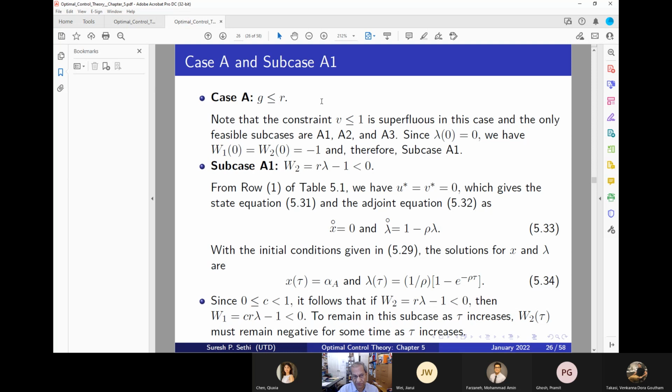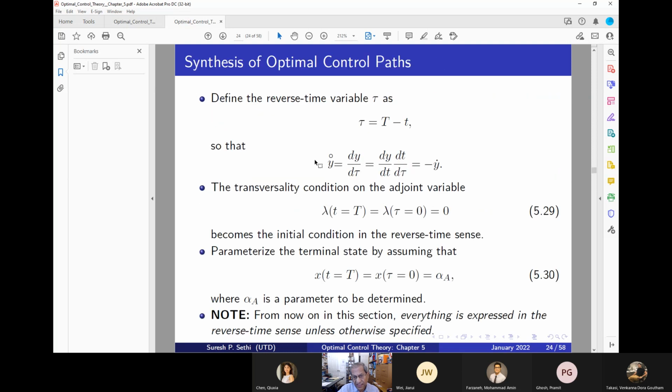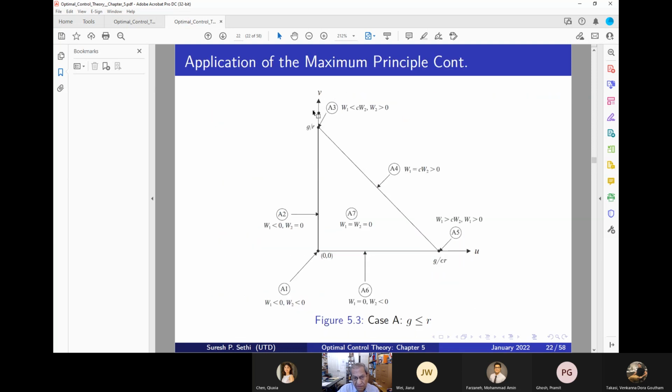We're going to have different cases. So we're going to first put the case G less than R. You will know later why. Well, it's clear. When G is less than R, 1 is here, and G by R is less than 1. So you can see in our simplex, the feasible region, we cannot go to 1. We can only go to G divided by R. The highest value of V can only be G divided by R because 1 is not feasible. That's why we're taking this case first.